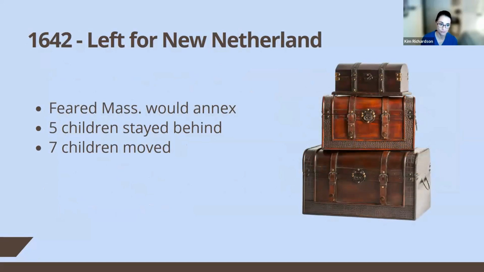Now, this was terrifying for Anne and her family. They had to flee. They had people around them who were being severely punished. And so they knew they had to get out now of Rhode Island because they could not be annexed back into Massachusetts. They could not risk that. And so they left. Now, 5 adult children stayed behind in Boston and Rhode Island. 7 children moved to New Netherland.